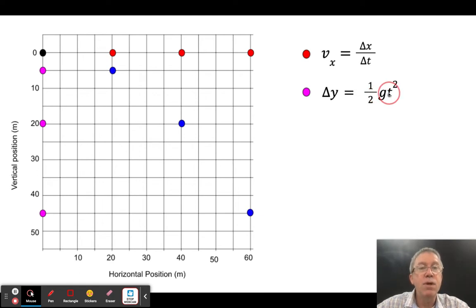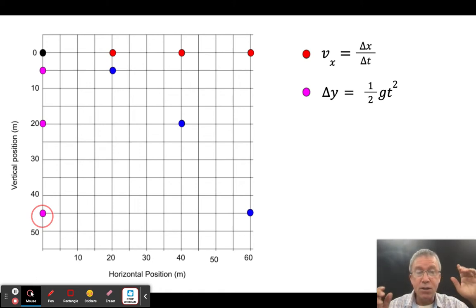So after 1 second, it would fall 5 meters. After 2 seconds, I would have 4 times 5, it would fall 20 meters. And after 3 seconds, I'd have 9 times 5, it falls 45 meters. So you can see it's falling a greater distance with each passing second because it's accelerating in the vertical direction at rate g. But let's just do a thought experiment.